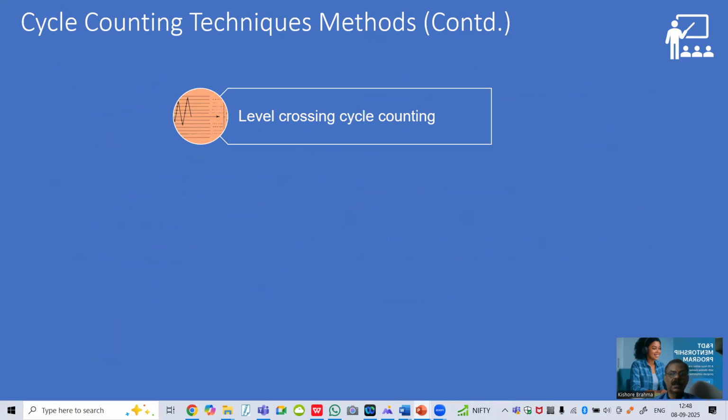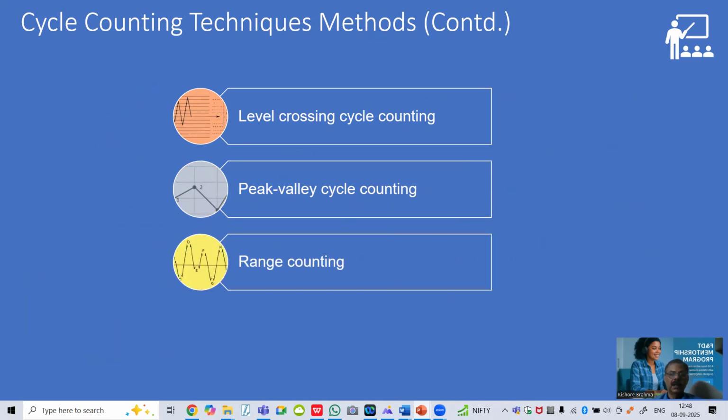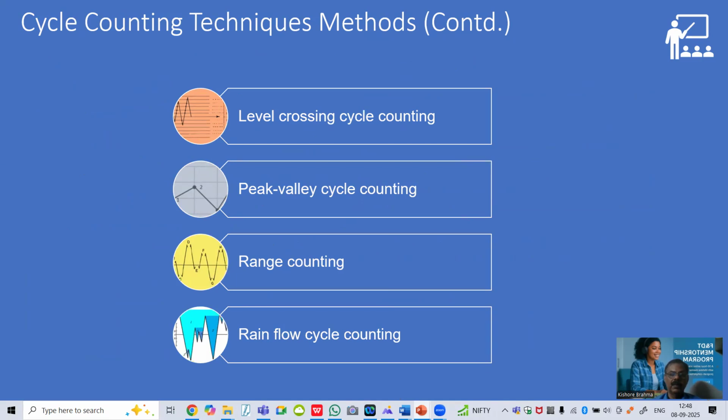So there are different techniques available: level crossing cycle counting, peak value cycle counting, range counting, and rainflow cycle counting. Since rainflow cycle counting is popular and adopted in the aero industry, we'll just briefly give an overview of the rainflow cycle counting technique.